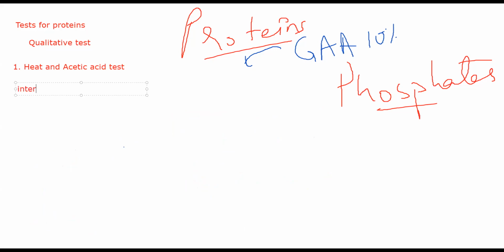So, interpretation. If there is no cloudiness or no turbidity, there are no proteins. Okay, negative for proteins. If there is cloudiness, you can see cloudiness against a dark background. Okay, cloudiness is seen against a dark background.